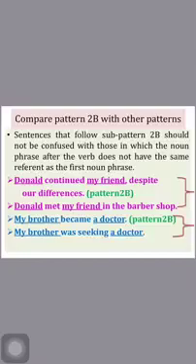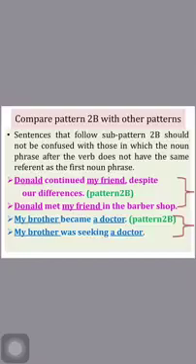Okay, Donald met my friend in the barber shop. So Donald met. Of course, Donald will not meet himself. Okay? So it means what? That Donald met my friend, let's say another person. So Donald and my friend are two different persons, so this sentence does not belong to pattern number 2B. Okay, let's take another group of sentences.